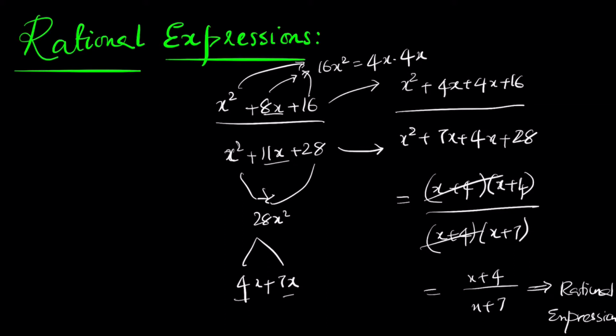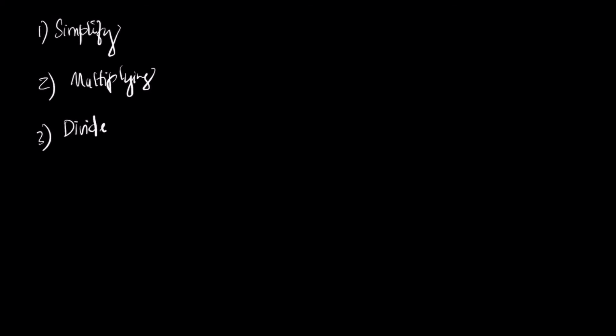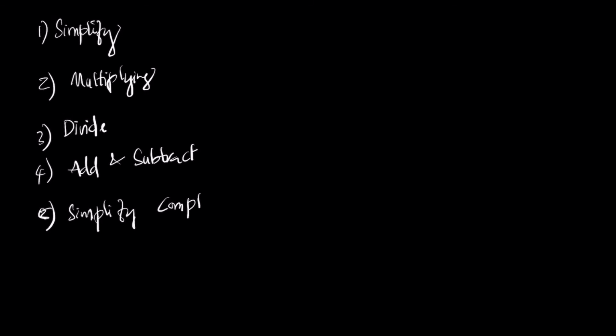So what are the common operations that you see on rational expressions? The common ones that we're going to talk about: first is how to simplify, we'll see first about simplifying rational expressions. Second, we'll talk about multiplying rational expressions. Third, how to divide rational expressions. And fourth, add and subtract. And finally, we'll try to simplify complex rational expressions.